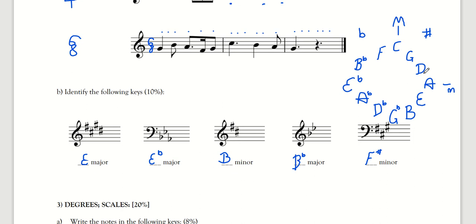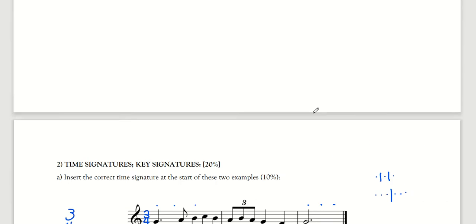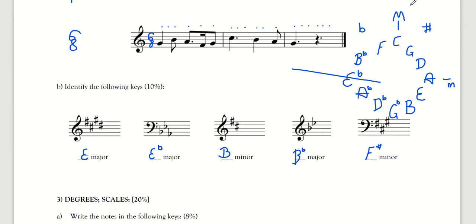There we go. And I definitely recommend at some point when you get into the exam, scribble out the circle of fifths because it does help. But that doesn't matter. That is the second section of the exam. So let's move on to the third.